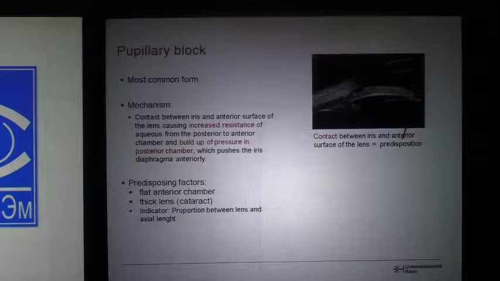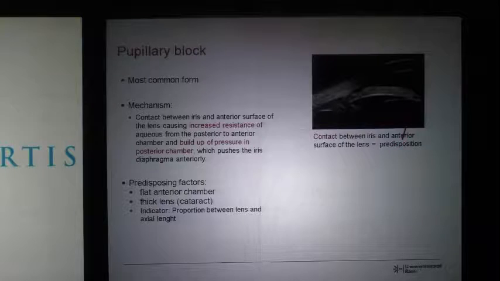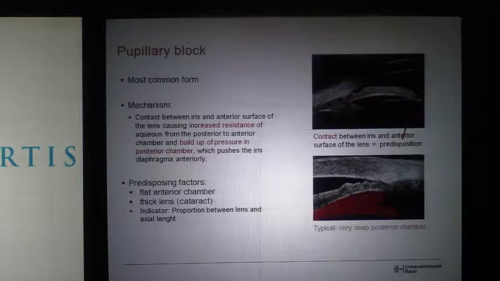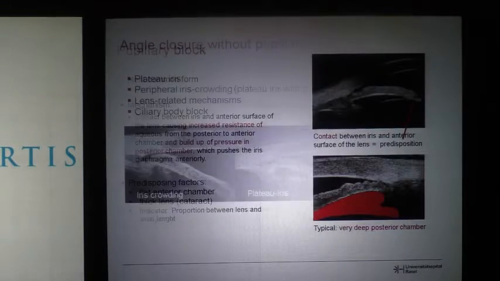It is typically seen in those who have a flat anterior chamber and a forward bowing of the iris. And on UBM, we see a very deep posterior chamber in this type.